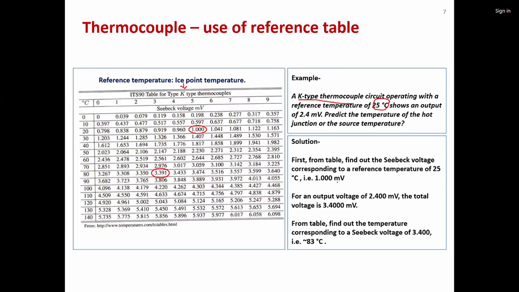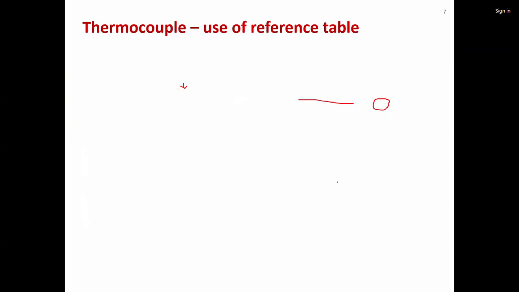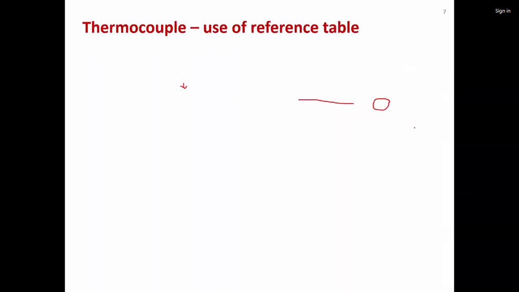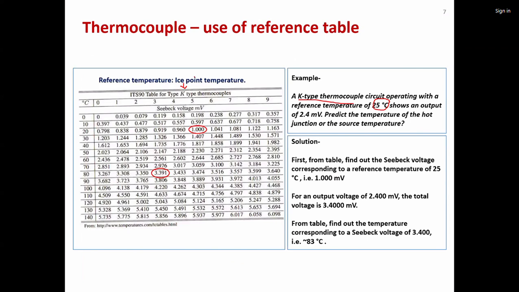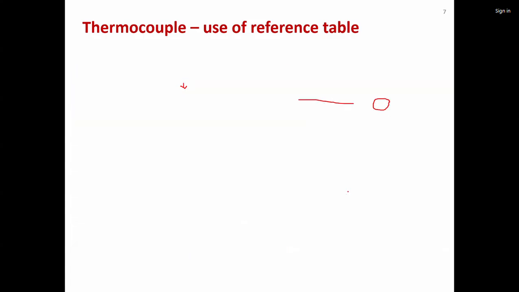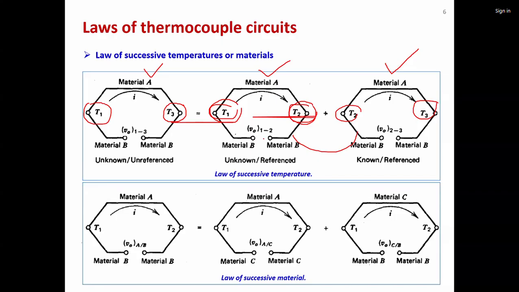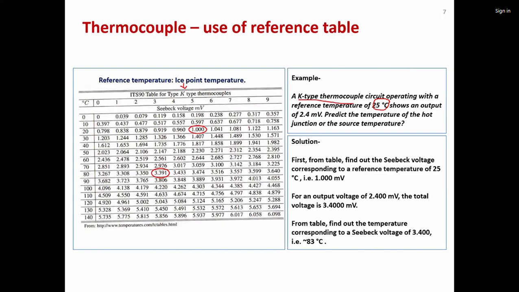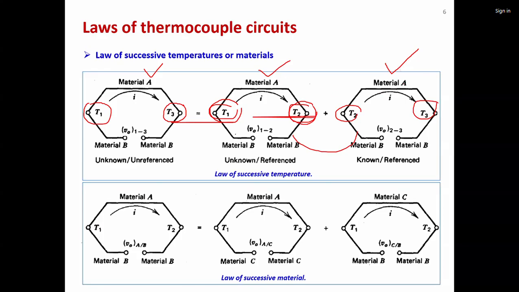So what you really do is first you read the output when the thermocouple operates between 25 degrees centigrade and 0 degrees centigrade. You go to the table, which is at ice point, and read the output voltage corresponding to 25 degrees centigrade at the hot junction. So you read this as 1 millivolt. Then, this is the output that you get in your experiment where the hot junction is at some unknown temperature and the cold junction is at 25 degrees centigrade, recorded as 2.4 millivolt. Now you add 2.4 millivolt plus 1 millivolt, that is 3.4 millivolt. That is the output of this circuit.